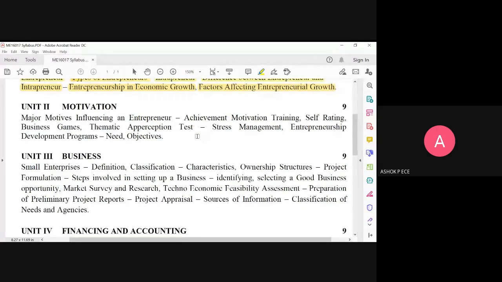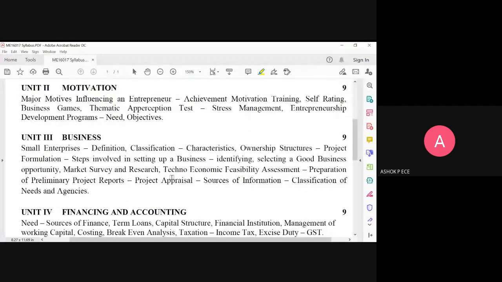So the first unit is going to be the very basics of entrepreneurship, the basic qualities required for an entrepreneur. The second unit is fully about motivation, because you are starting a new business and venturing into a field which is not known to you, but you have all the ideas with you. So how will you successfully lead the business? Unit two is going to be fully about motivation. What are the major motives influencing an entrepreneur? Why did he come to this business? What are his motives? And how will he succeed in his business?